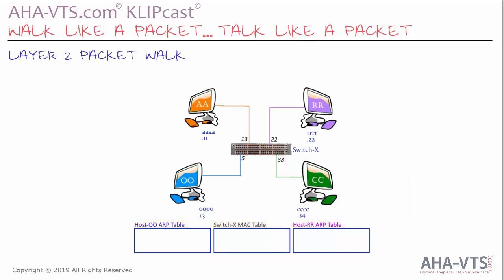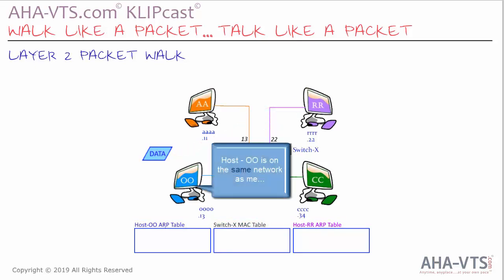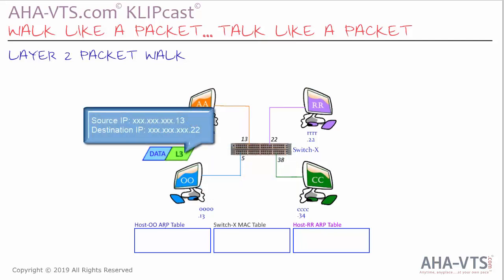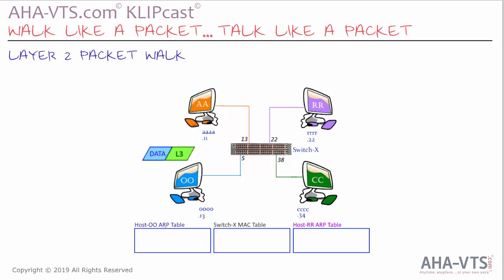Now host 00 has some data that it wants to send to host RR. So host 00 determines host RR is on the same subnet and constructs a layer 3 header to attach to the data based on the source and destination IP addresses, which are .13 and .22 respectively. Next, a layer 2 header is required.